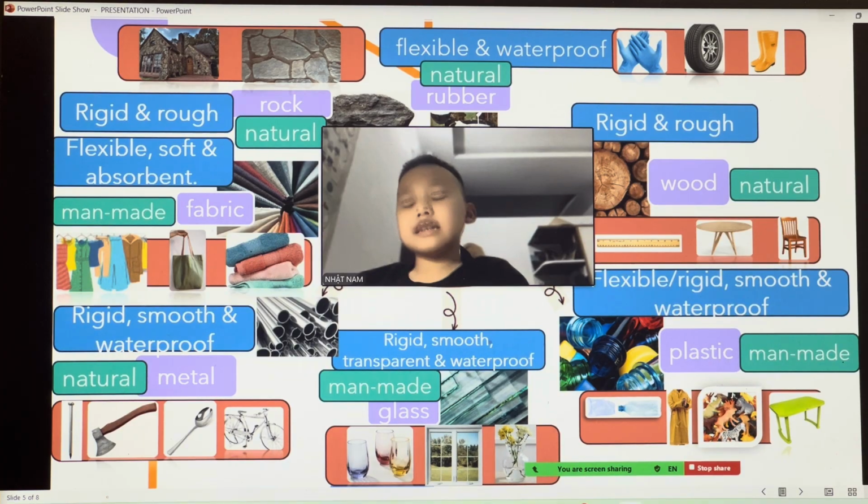Wood is a natural material because wood comes from the tree. Wood is rigid and rough. There are many things made of wood, for example, the ruler, the table, and the chair.